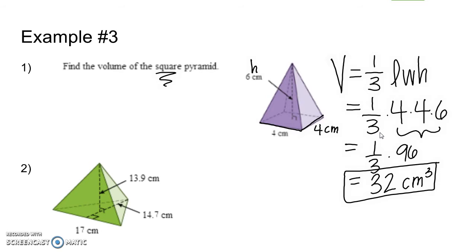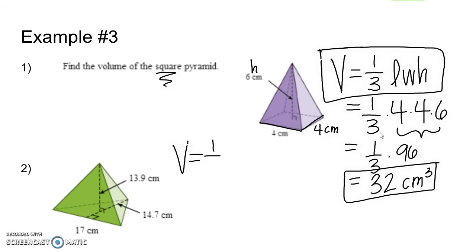So volume of a square pyramid, my formula is 1/3 length times width times height, and then you multiply length times width times height divided by 3. Let's practice now. This is a triangular pyramid.